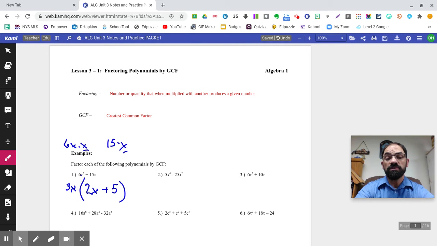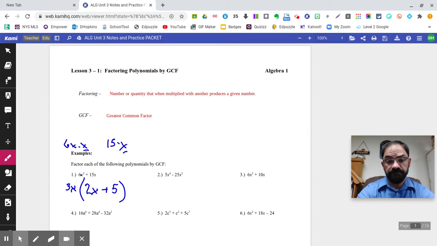So what you can do to be sure that you have the correct answer is distribute. So 3 times 2 gives me the 6. X times x gives me x squared. So this first piece is correct. And 3x times 5 gives me the 15x. So my answer is correct.